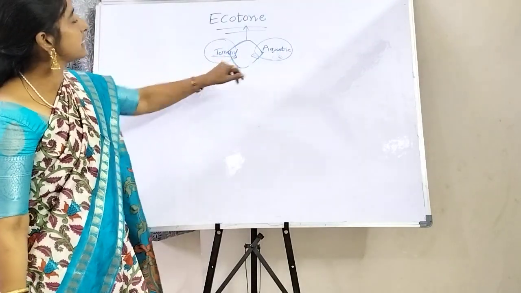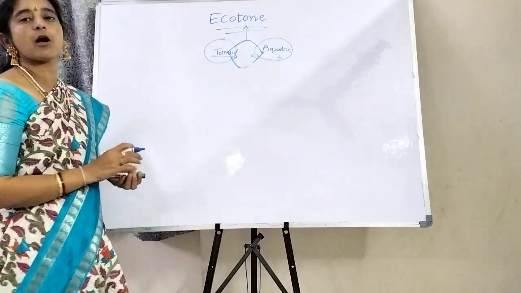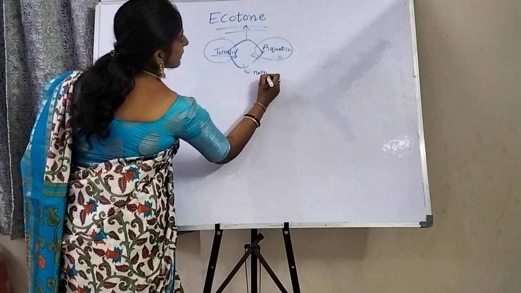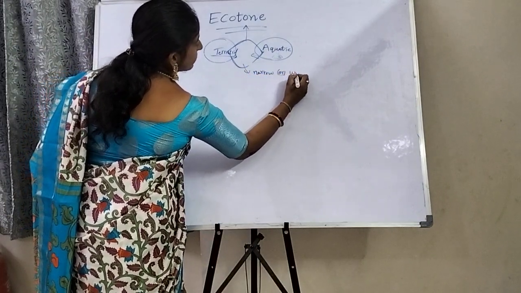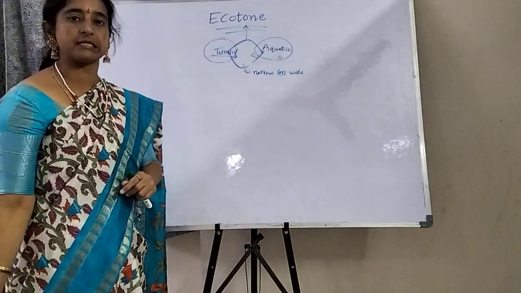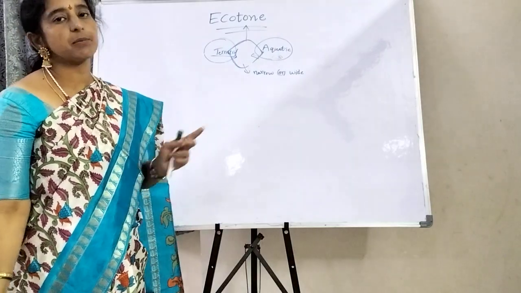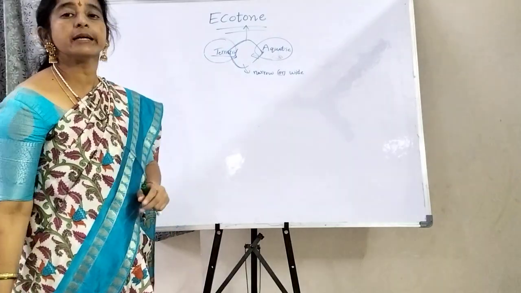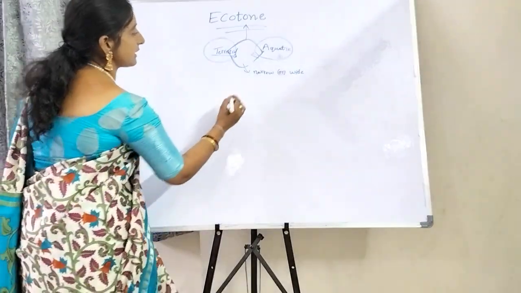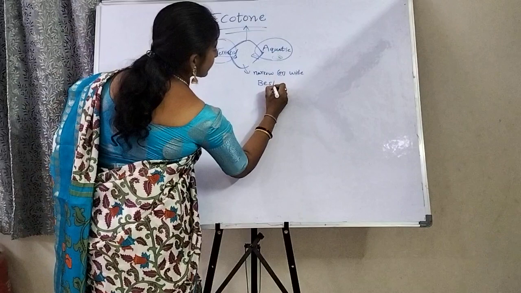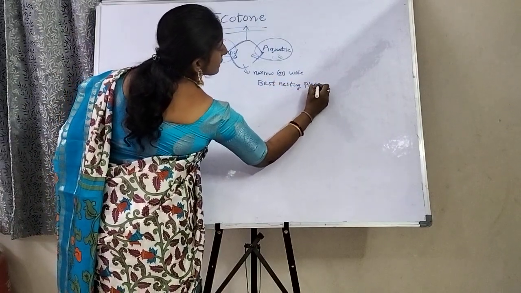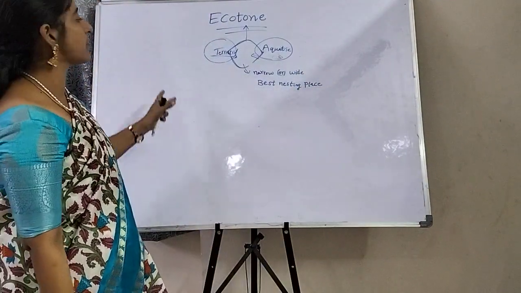If you observe, sometimes the ecotone is narrow, and sometimes this place is wide also. A variety of species is present. So this is the area that is the best nesting place.